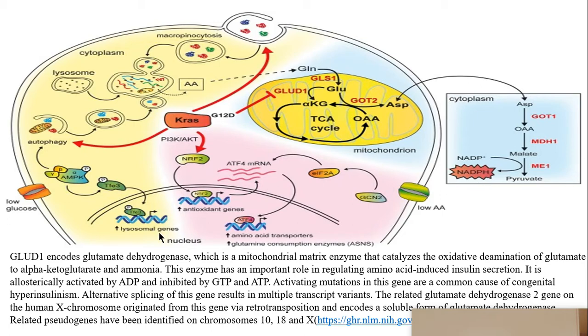At the same time at the transcriptional level, you're getting increases in lysosomal genes, increases in antioxidant genes. You're also getting all these amino acid transporters set up, and you're getting the glutamine consumption enzymes, which are all involved in this process in the mitochondria. So you get the idea of what's going on here now. This is more intermediary metabolism.